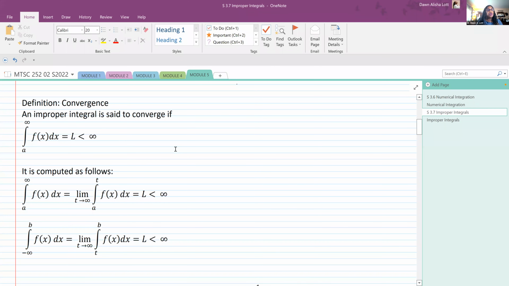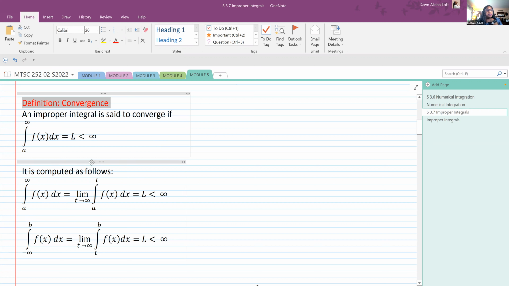So the first thing I want to do is define what it means for an integral to be convergent. So the definition of convergence is, an improper integral is said to converge if I take the integral from a to positive infinity and I get a finite number. So notice I actually get a number L. So if I get a number that is not infinity, then the integral converges. All right, if I get infinity, then the integral is said to diverge.